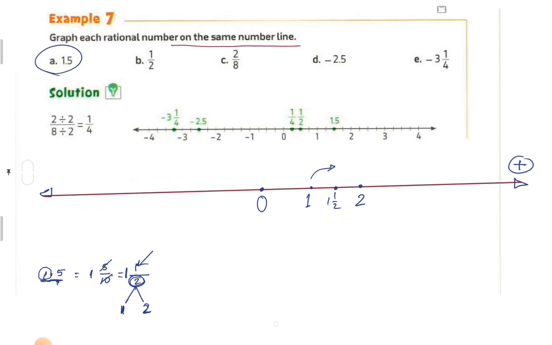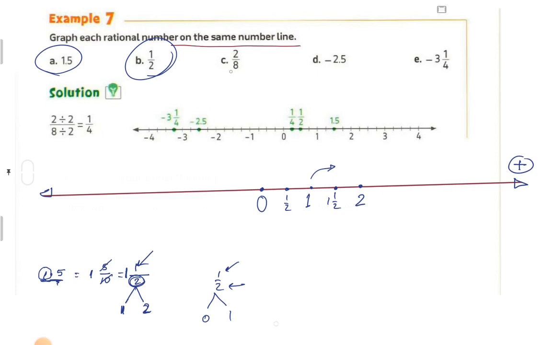Next, half. Is half an improper fraction or a proper fraction? It's a proper fraction, in between 0 and 1. How many parts? 2 parts. Divide it into 2 parts and count 1 part from the smaller number, 0. One part, and here we have half.